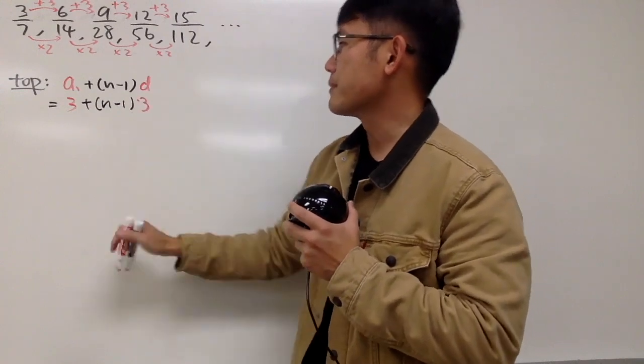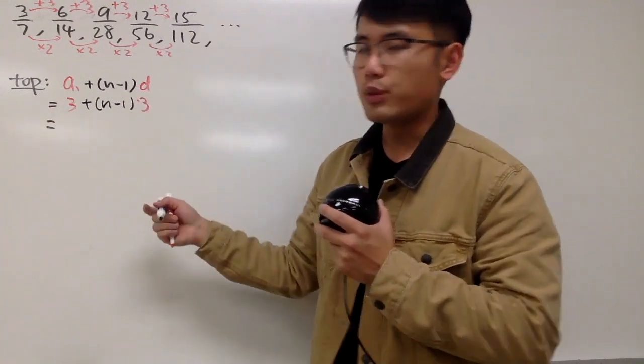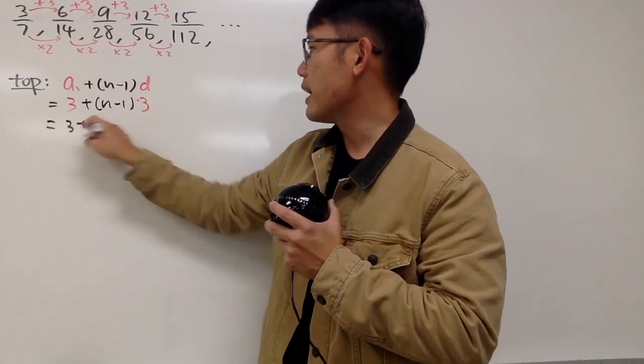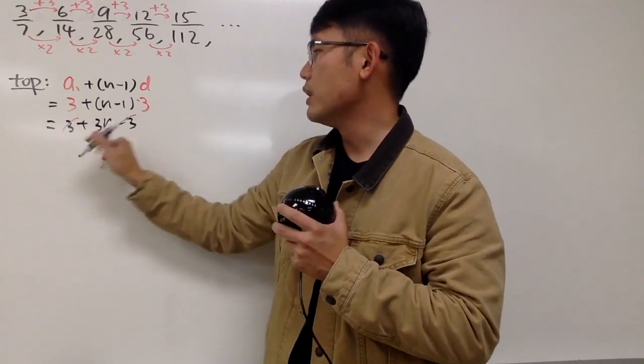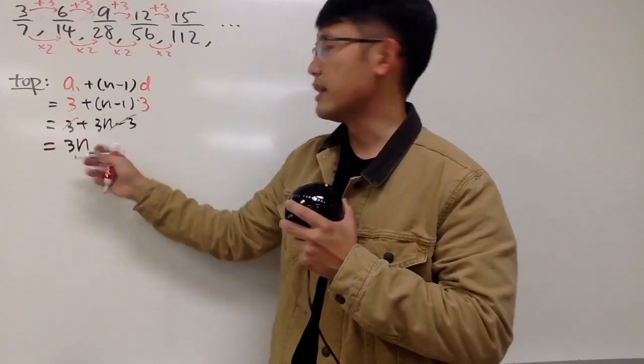So multiply by 3. And of course, right here, we can just work this out real quick. This is 3 plus, distribute, we get 3n minus 3. Of course, 3 minus 3 is 0. So in the end, we just get 3n like this.